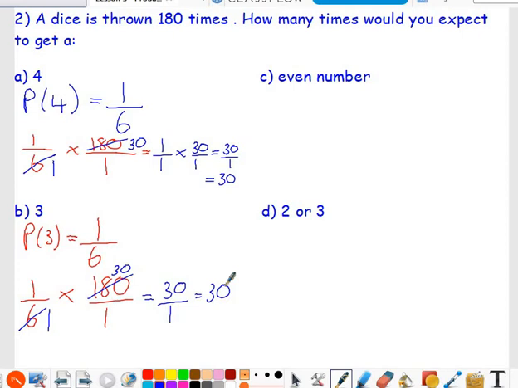Okay, C then, an even number. Well, even numbers on the dice, so probability of even, we can say.